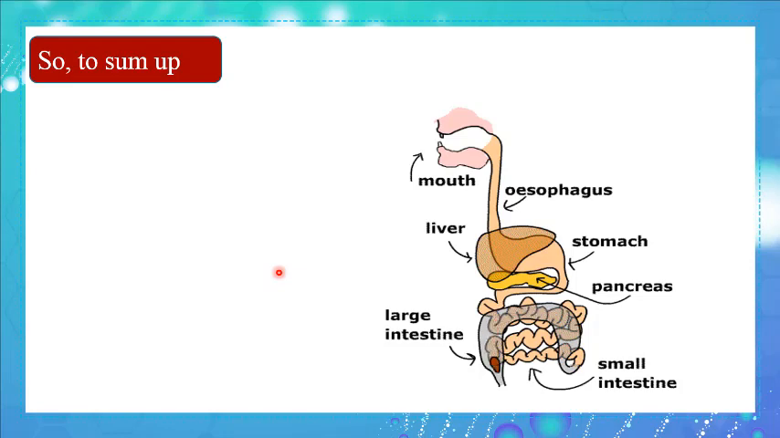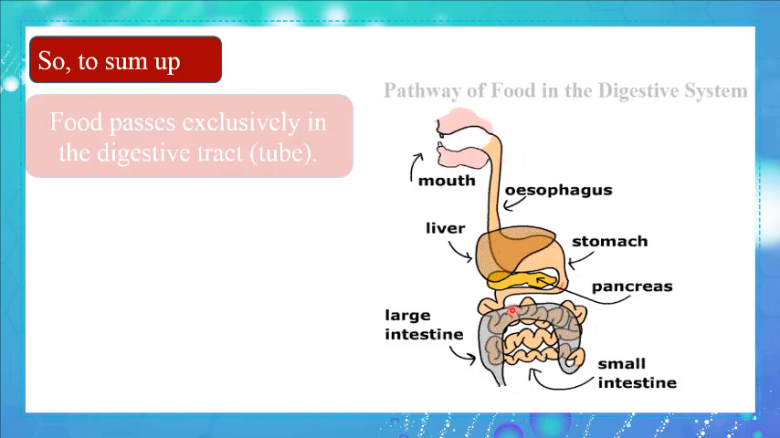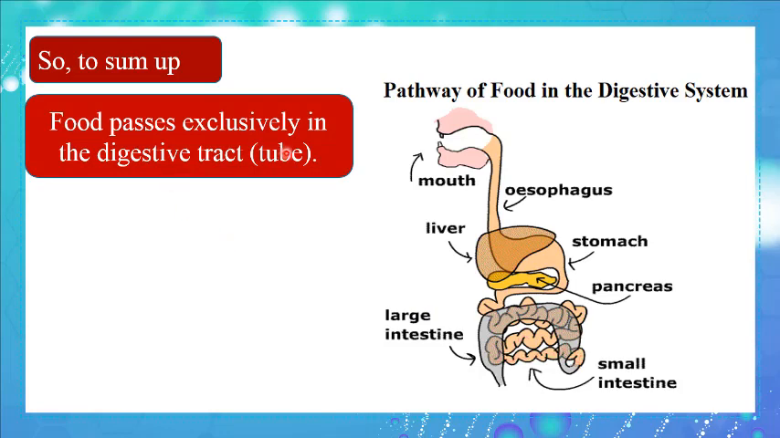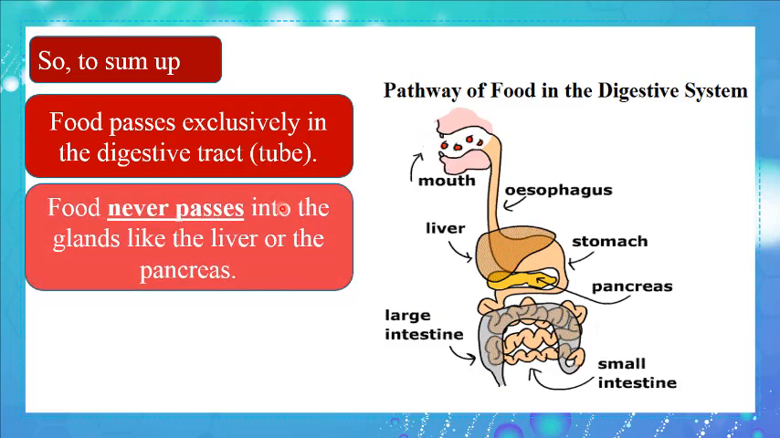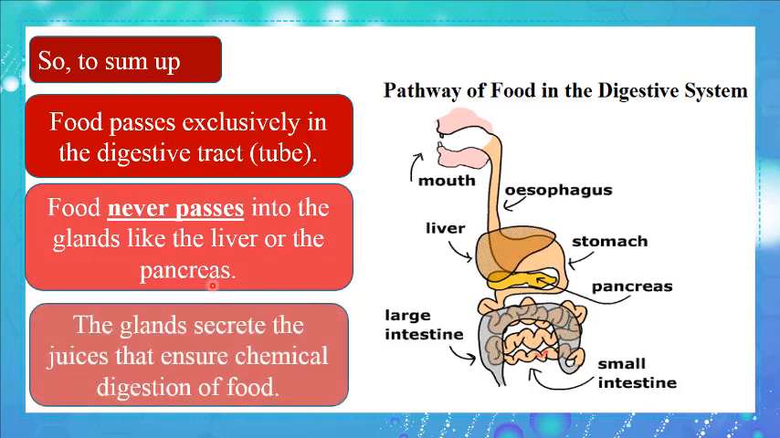So, to sum up, after ingesting the food, it goes from the mouth to the esophagus, then the stomach, to the small intestine, and finally ends in the large intestine. These are the organs of the digestive tract. So, the food passes exclusively in the digestive tract or tube. Food never passes into the glands like the liver or the pancreas. The glands secrete the juices that ensure the chemical digestion of food.